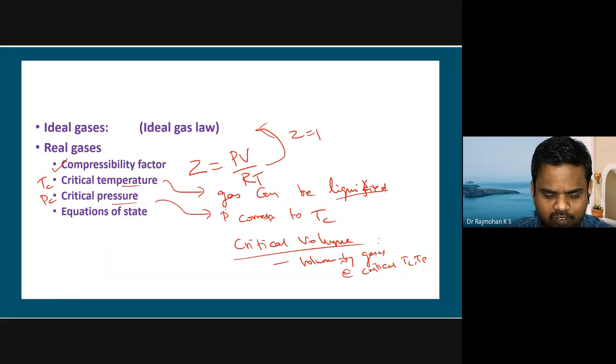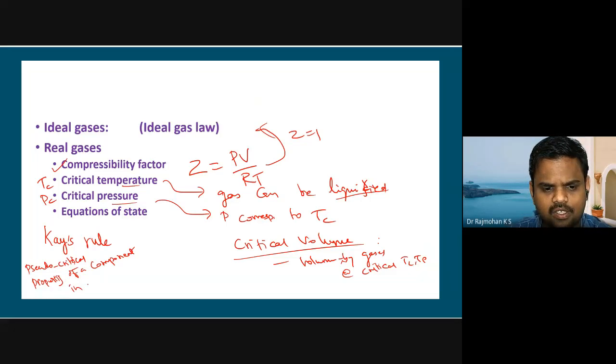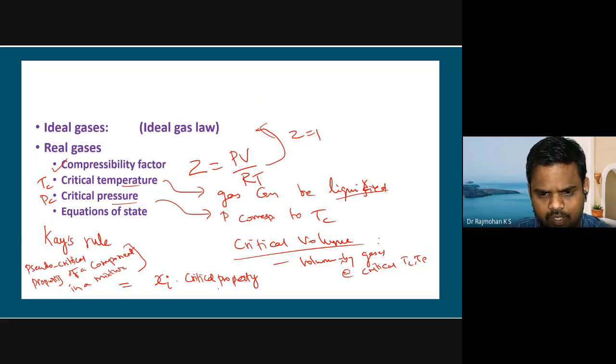And we have Kay's rule, which states that the pseudo critical property of a component in a mixture is equal to its mole fraction, where i is the component, multiplied by the critical property of the component.